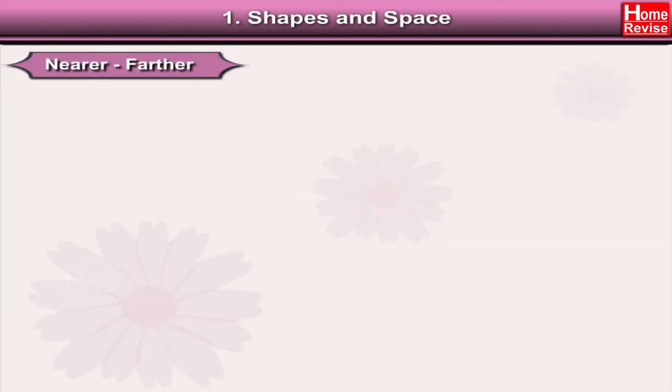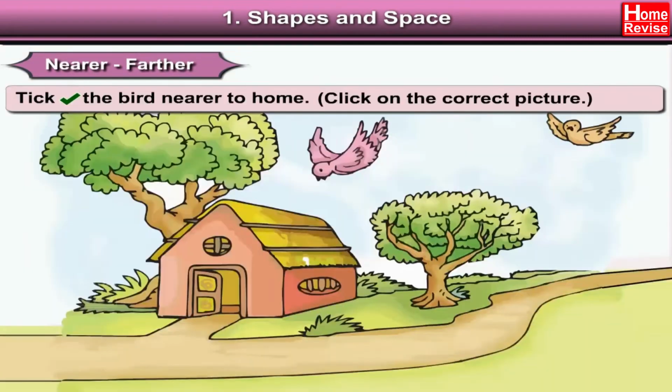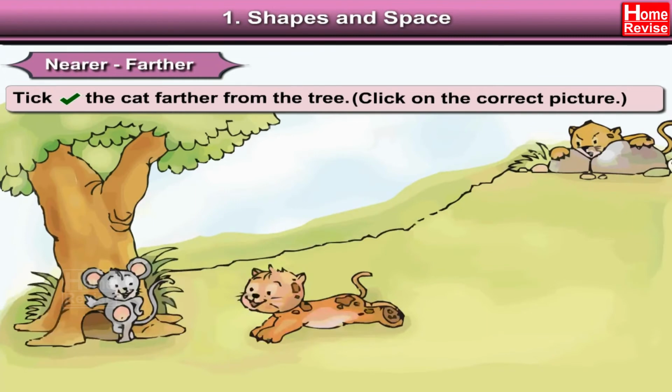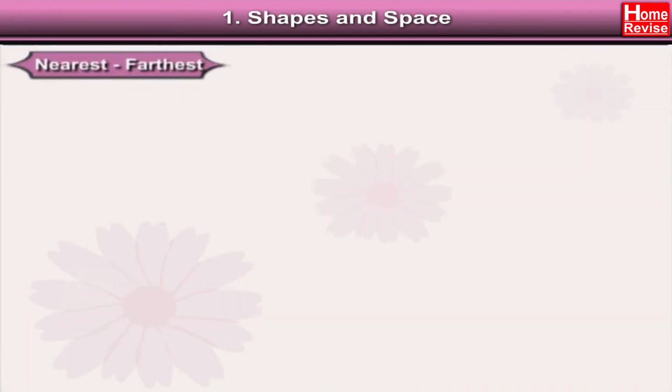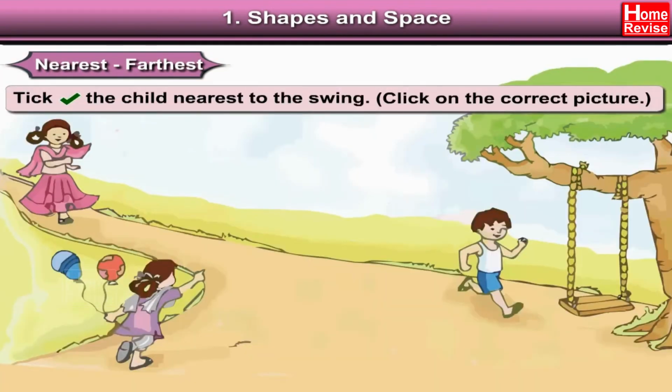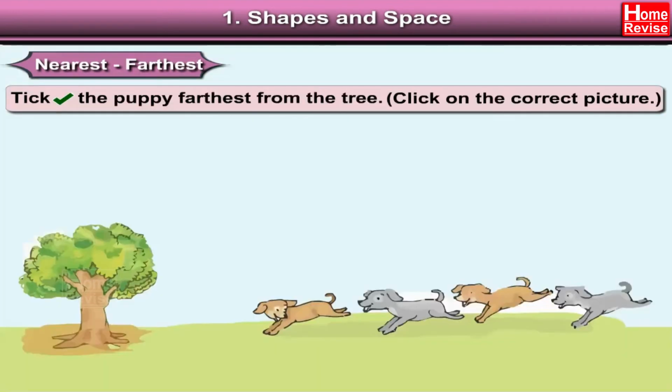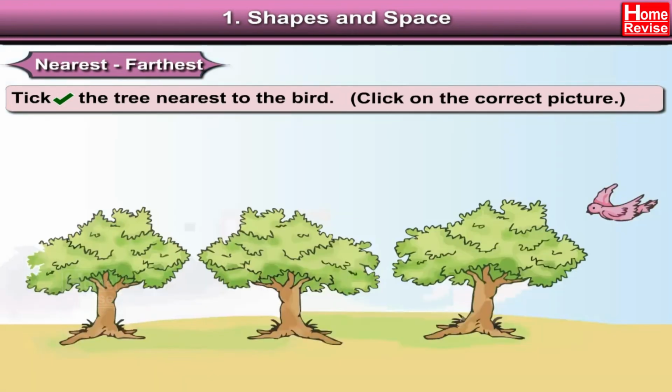Nearer, farther. Take the bird nearer to home. Take the cat farther from the tree. Nearest, farthest. Take the child nearest to the swing. Take the puppy farthest from the tree. Take the tree nearest to the bird.